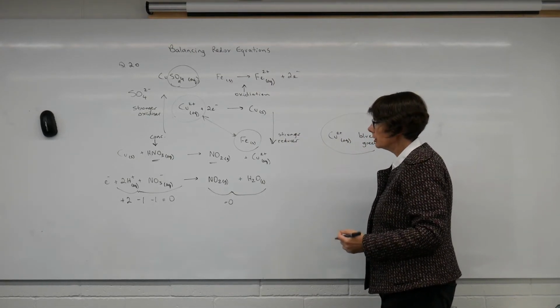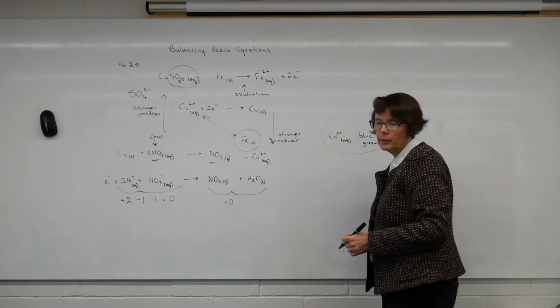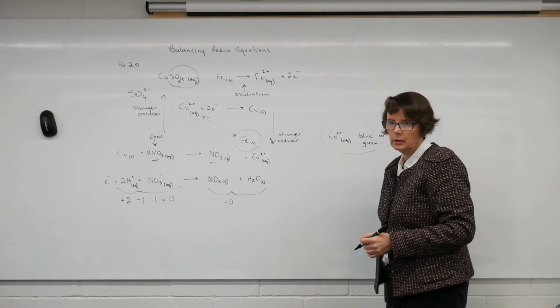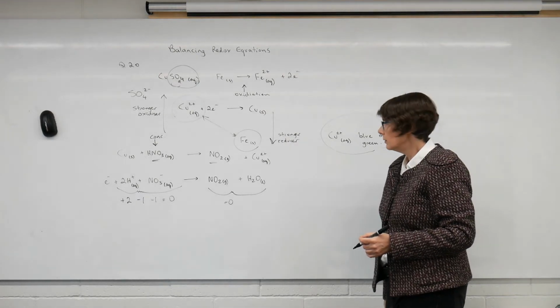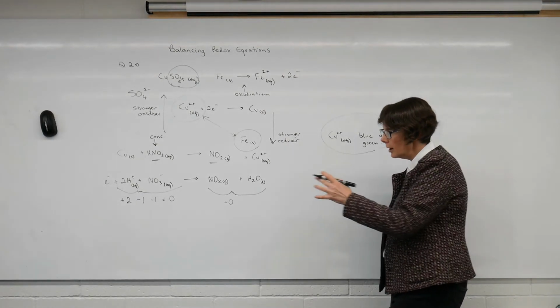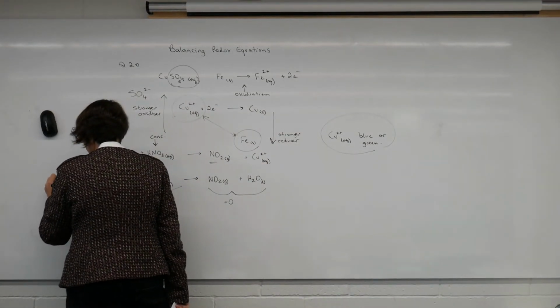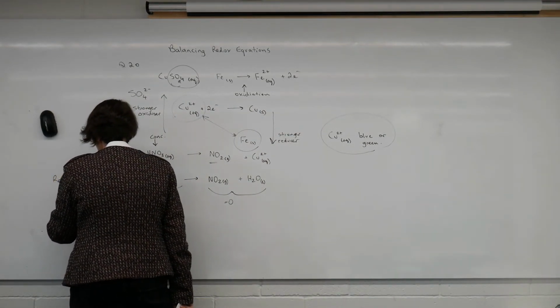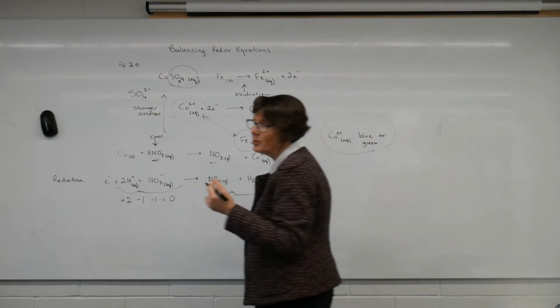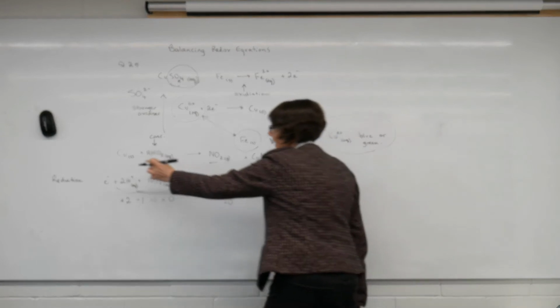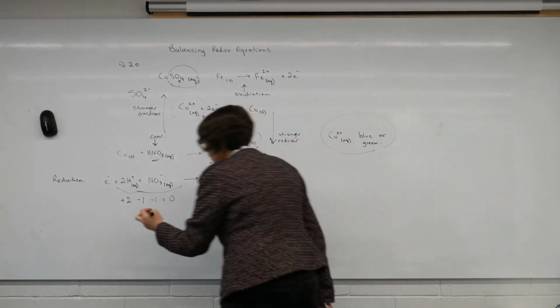So which half equation have we written? The oxidation or the reduction? Reduction. Because we've got our electron on the left-hand side. So that's our reduction. And we know now we're looking to see, well, an oxidation reaction, and that makes sense that it's the copper, doesn't it?